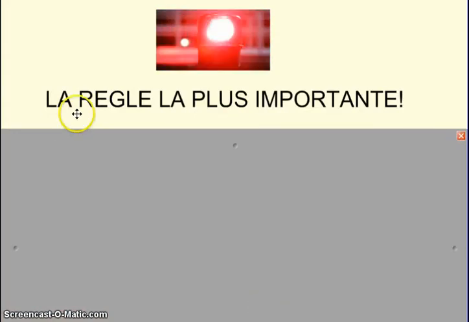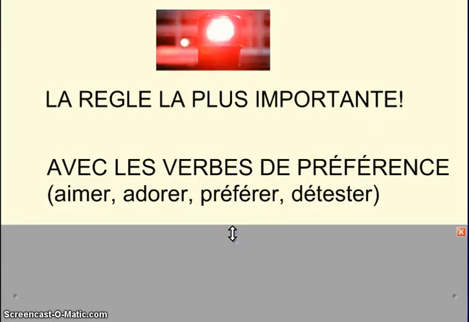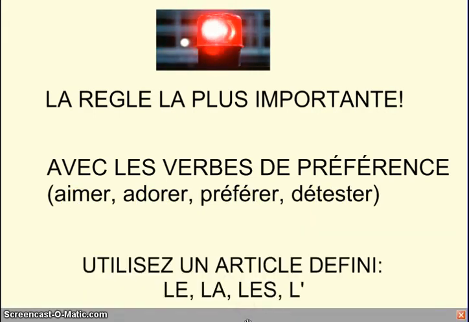Et enfin, la règle la plus importante, the most important rule. Avec les verbes de préférence, par exemple aimer, adorer, préférer ou détester, vous utilisez un article défini. Par exemple, le, la, les et l'apostrophe. It doesn't matter if we are using our sentence in the negative. We would never use de. We will always use verbs of preference with definite articles, le, la, les, and l'apostrophe. This is very important to keep in mind as we start learning more complicated negations next time. Merci.